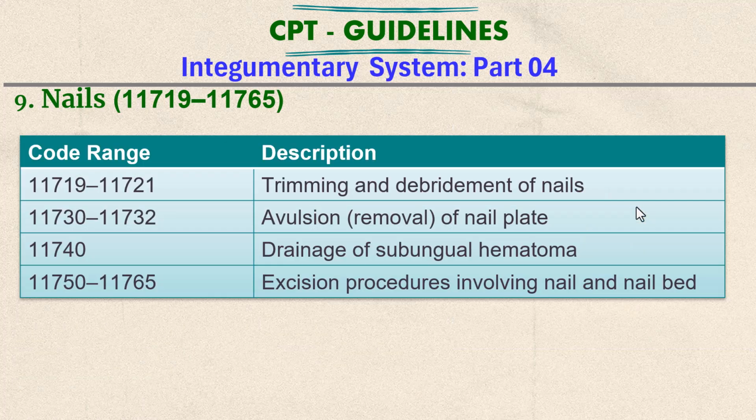So when you categorize the nail codes, 11719 to 11721 is trimming and debridement of the nails. 11730 to 11732 is avulsion, that is removal of the nail plate. 11740 talks about drainage of subungual hematoma. 11750 to 11765 are excision procedures involving nail and nail bed.